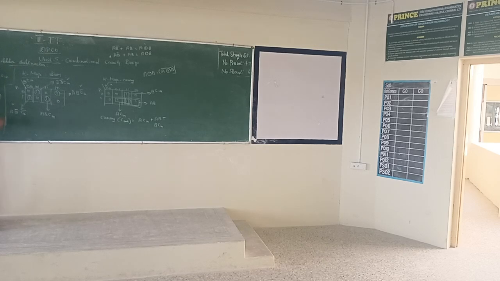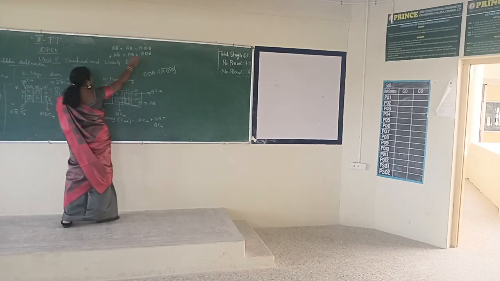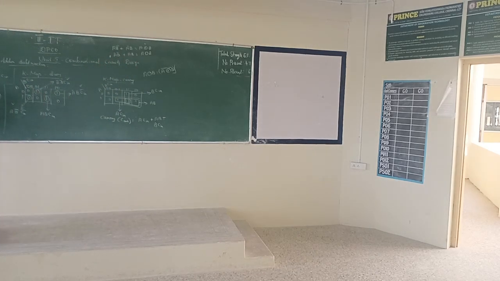So we already know that A, B bar plus A bar, B is A XOR B. So write it down. So C in bar times A XOR B. Then what is A bar, B bar plus A B? That is A XNOR B.